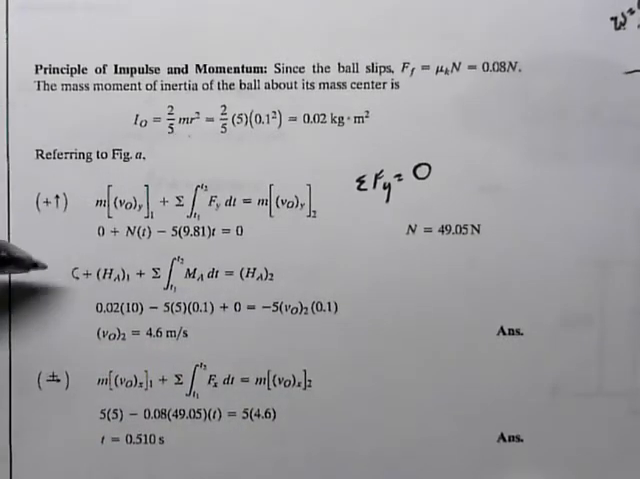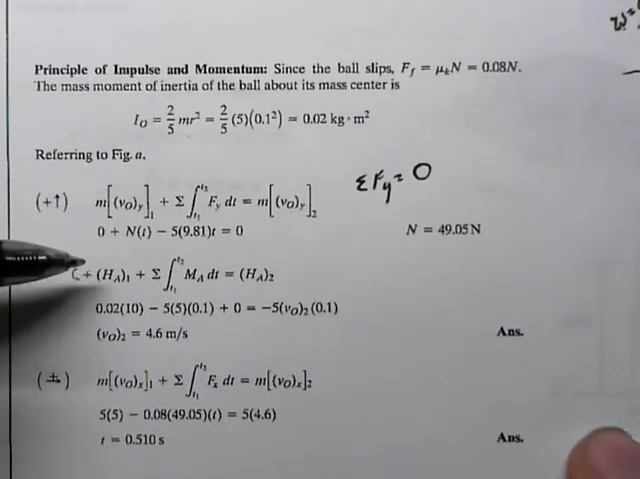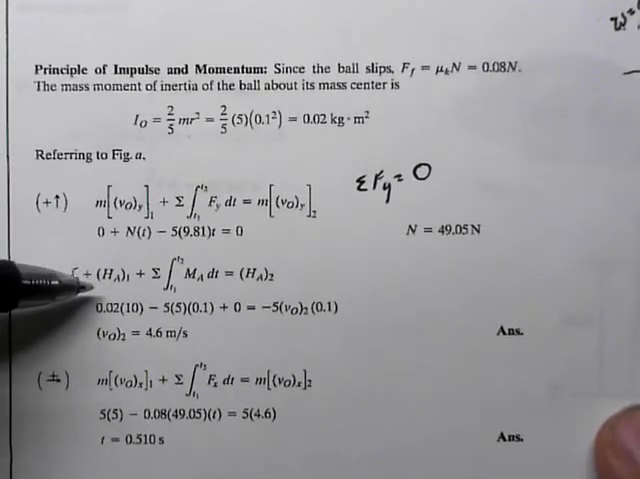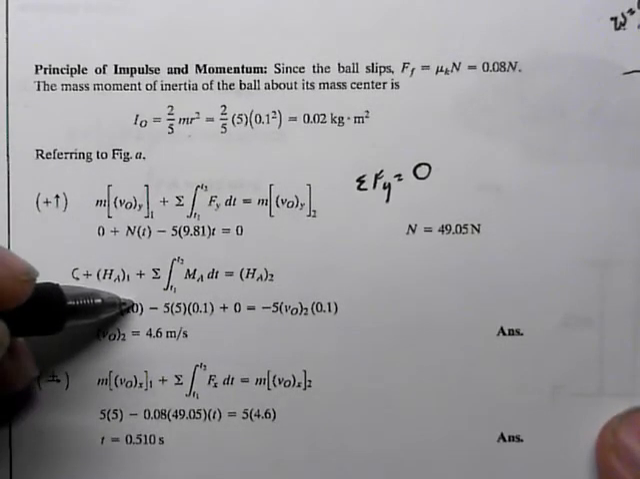Now we will do angular momentum for the ball. And our angular momentum is going to be I times its initial omega.